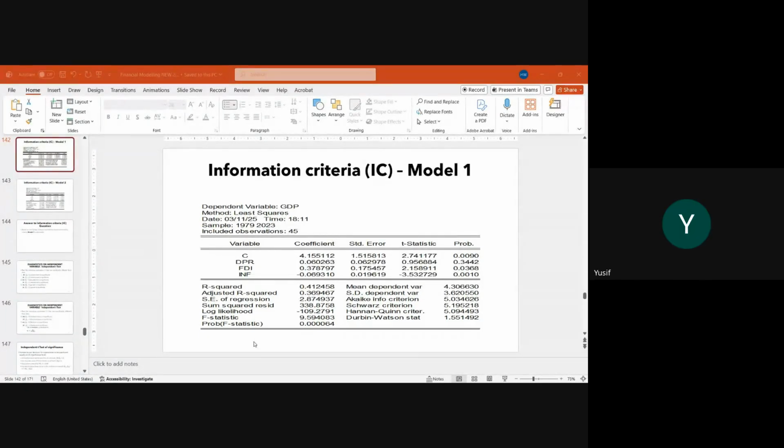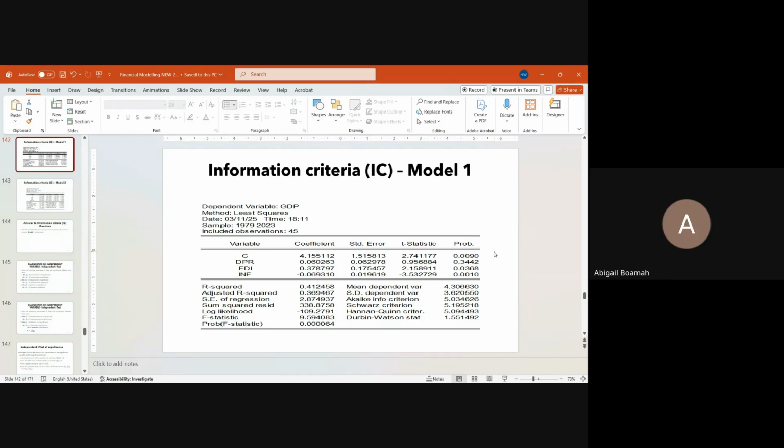Yes, please. The standard error should be less than the coefficient. Yes, that is the one. So 1.5 is for the C. And then 0.6 is for the DPR. And 0.7 is for the next one. So which variables are significant in this context? The C is significant. The DPR is insignificant. The FDI is significant. And then the INF is significant. That's correct.